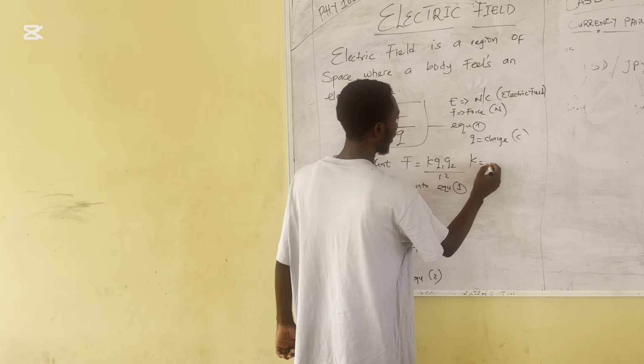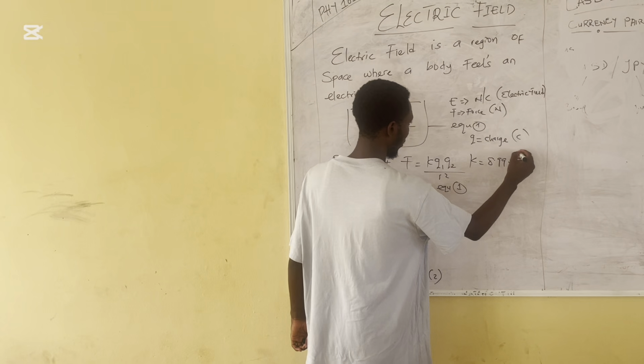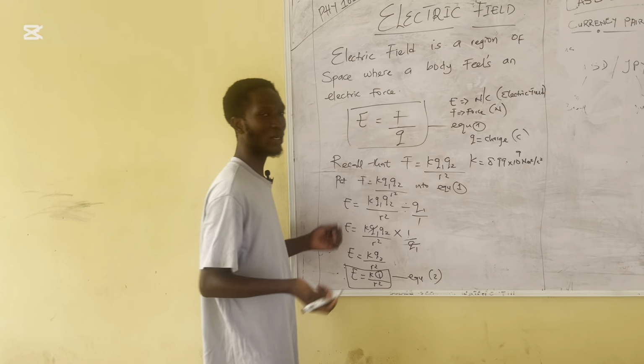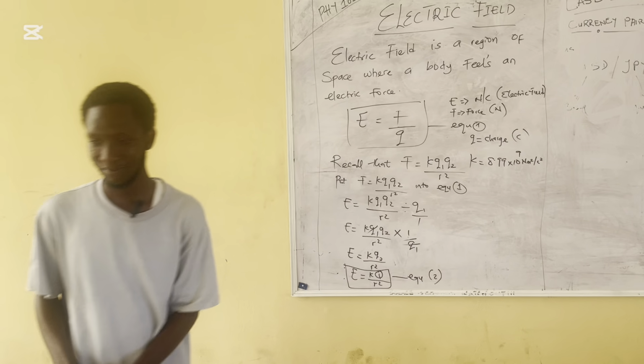This K is a constant, and the constant is 8.99 times 10 raised to power 9 Newton meter square per coulomb square. So take note of this. We'll be using it in calculations.